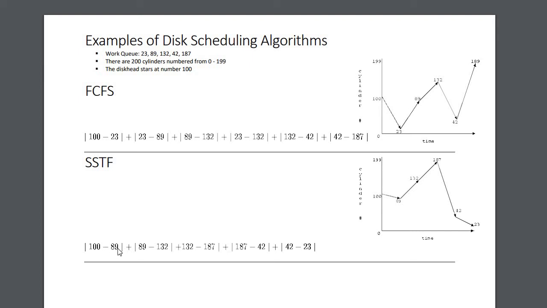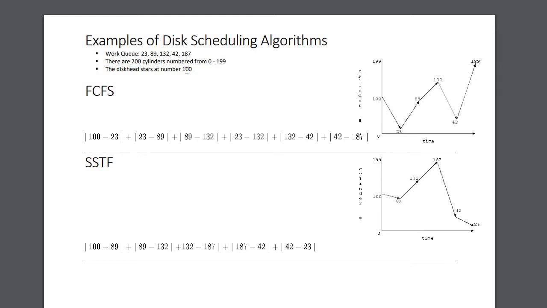Okay, so today I'm going to explain a few examples of disk scheduling algorithms. The very first one is the first come first serve scheme. What we have as an input is the work queue that shows the different cylinder numbers: 23, 89, 132, 42 and 187, and the range of cylinders at the moment is from 0 to 199. So altogether these are 200 cylinders.